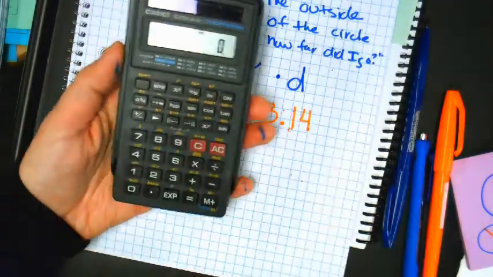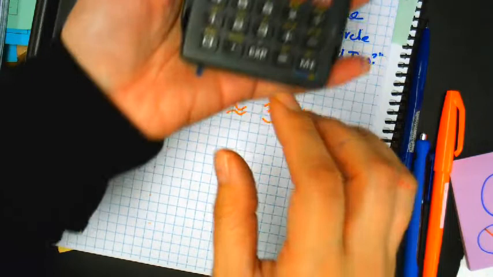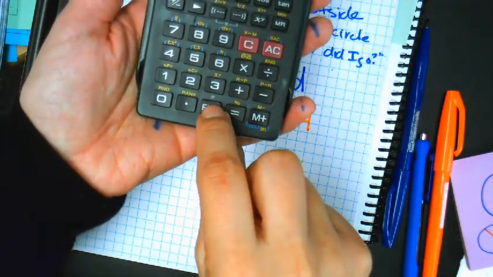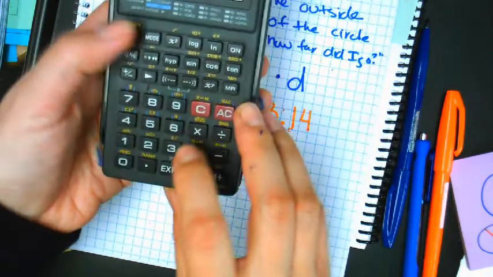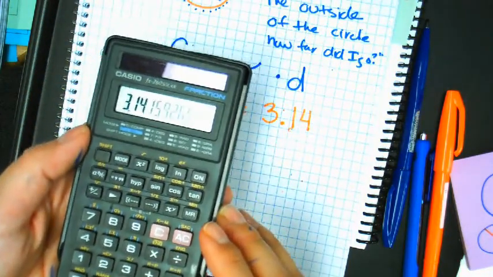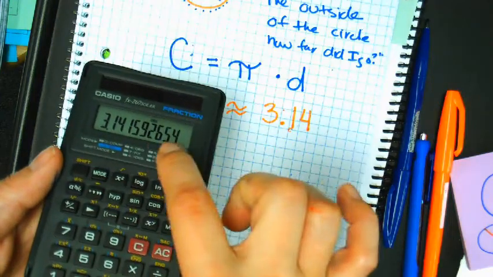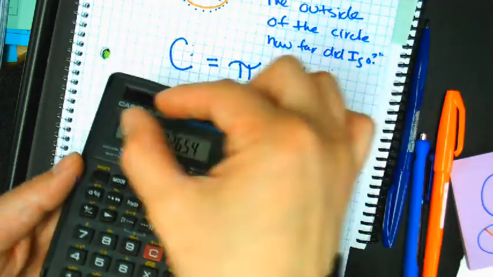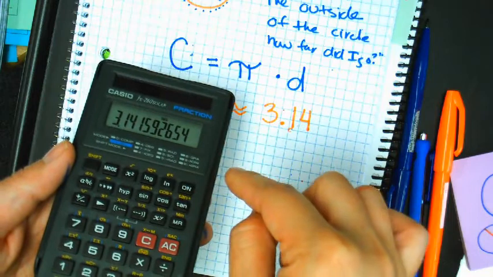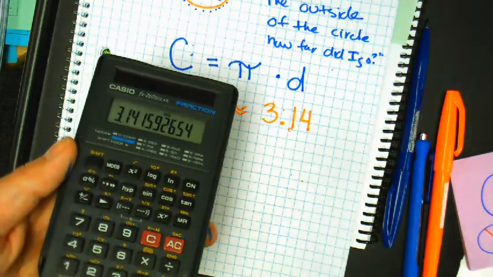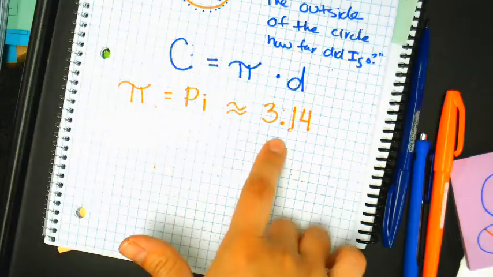With your calculator, you might see the symbol pi right here. It's very small. If I were to use it, it gives me a whole lot of numbers of pi: 3.14159, and so on and so forth. This is how many numbers fit in the calculator. Pi keeps going forever. In this class, we're just using 3.14.